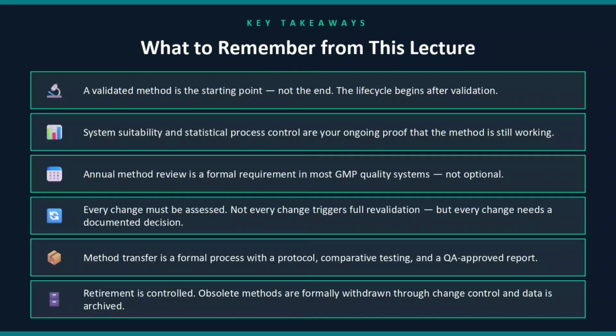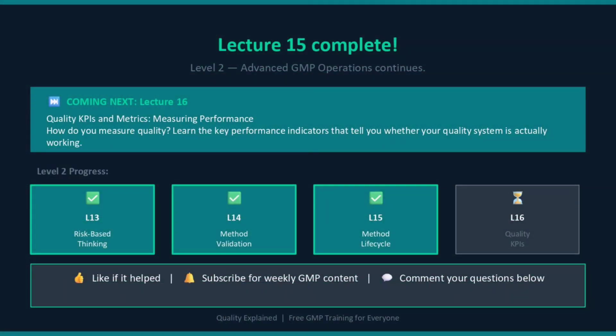Number 5. Method transfer is a formal process. Protocol, parallel testing, statistical comparison, QA-approved report. Skipping any of these steps is a finding in any regulatory inspection. Number 6. Retirement is controlled. Obsolete methods are formally withdrawn through change control. All documentation is archived for the required retention period. That is Lecture 15 complete.